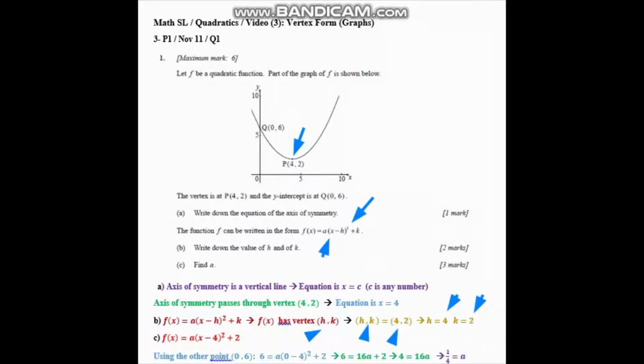Finally, we want to find the value of a. So we use the piece of information that we have not used so far, which is that the point (0, 6) exists on this graph of the function. So I shall plug 0 for x and 6 for y, obtaining this equation in blue right there, and this simplifies to this green equation right there. Hence 4 equals 16a and a equals 1 over 4. So the value of a is 1 over 4.